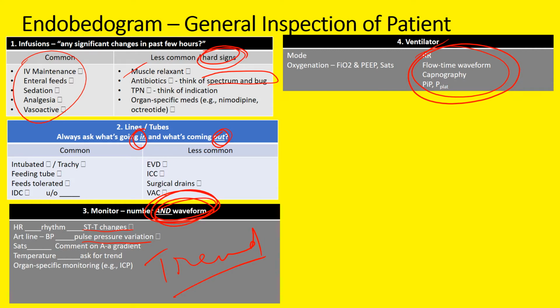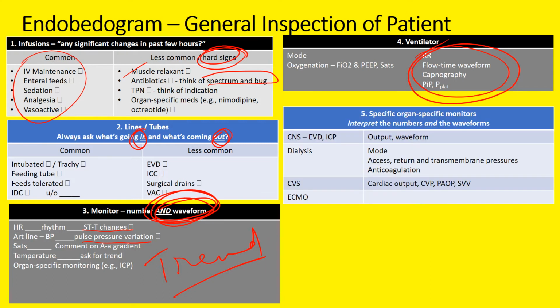The peak inspiratory pressure, and then you can look at the pressure waveform and get an estimate of the plateau pressure. All of these things that you can get. And you can comment, as I said, on the AA gradient. Then there are some organ-specific monitors that you may have. Okay, always interpret the numbers and the waveforms.